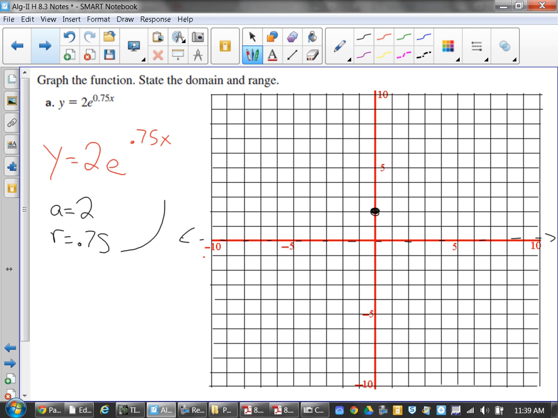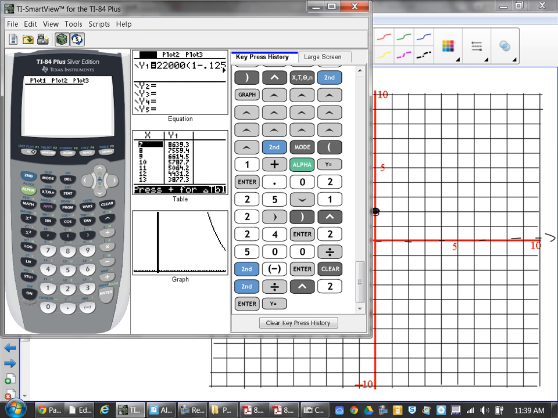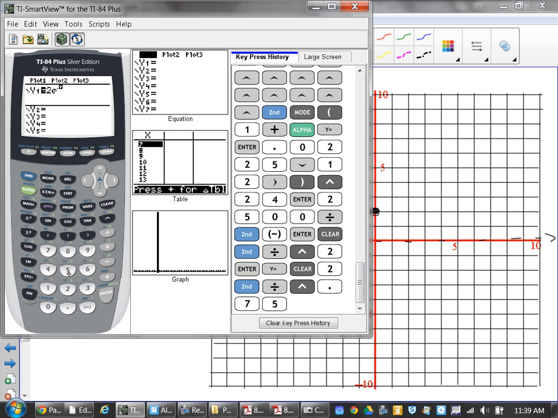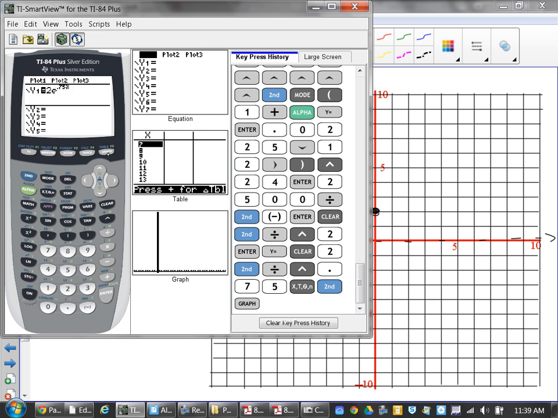Then, to get the secondary point to know how fast something is increasing, because we know it's got to be increasing, you have to put it in your calculator. No, all I want you to do is go to your table. So I'm going to put 2e^(0.75x), and I go right to my table.